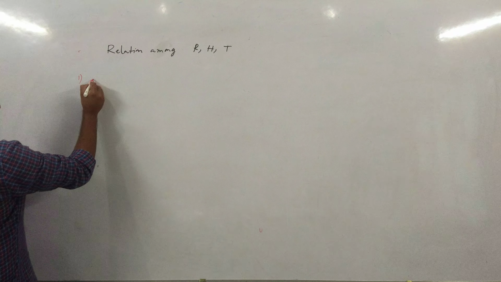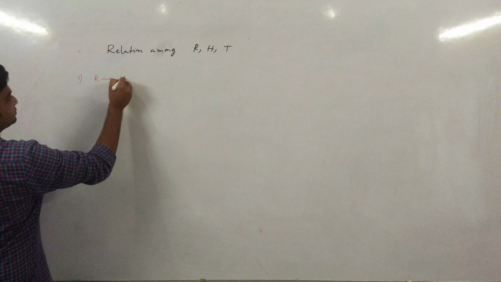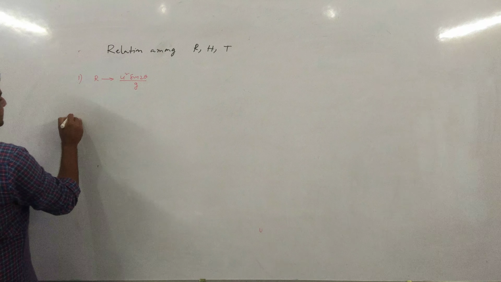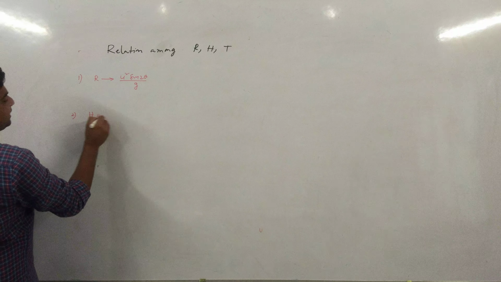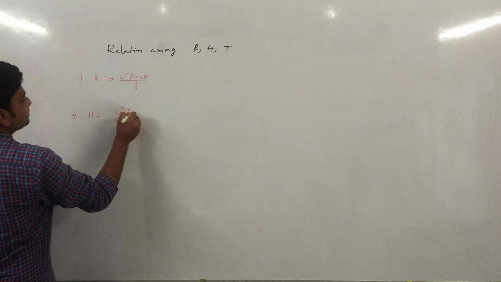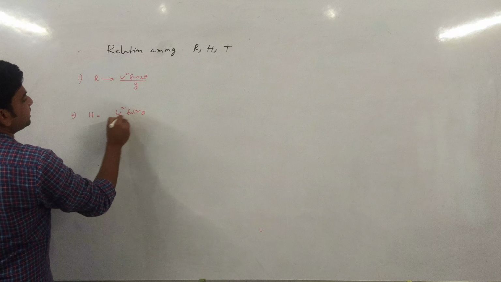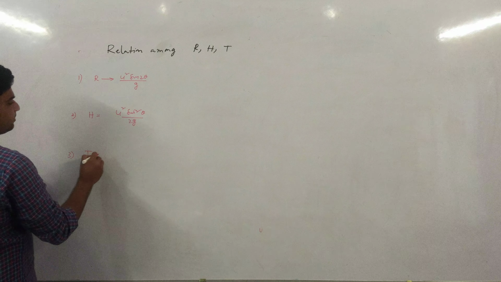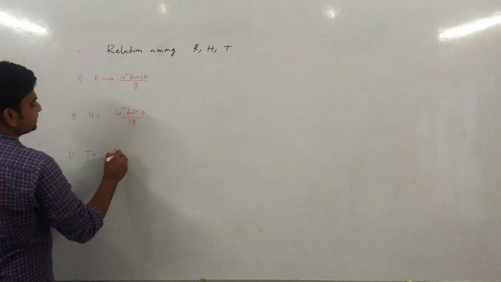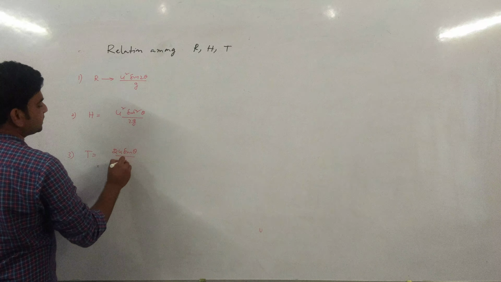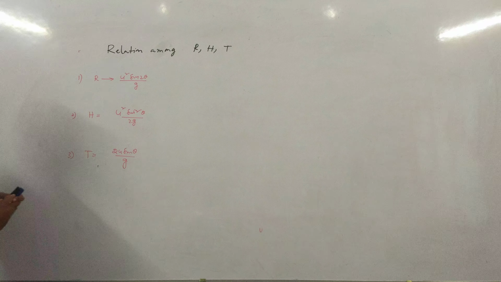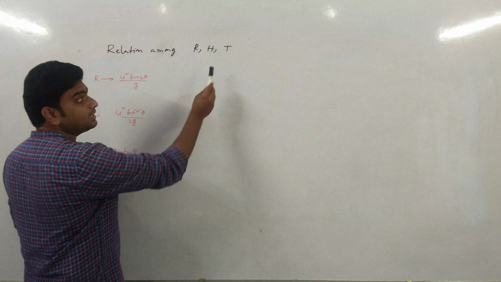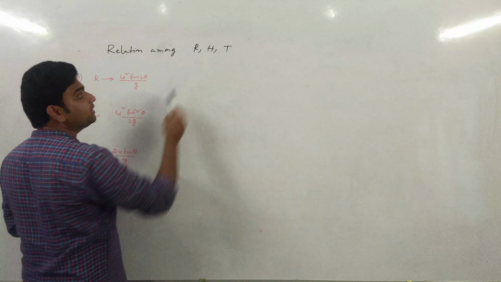Initially my range formula is u square sine 2 theta by g, the second one, my maximum height formula, is u square sine square theta by 2g, and the third one, my time of flight formula, is 2u sine theta by g. These are the three different formulas we have, and first let me take the relationship between R and H, and then the relationship between H and T.